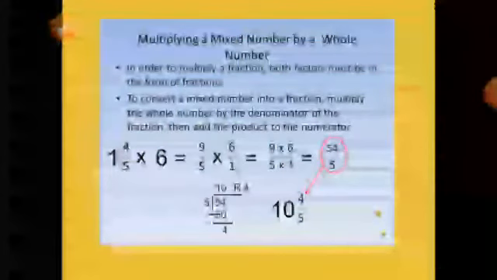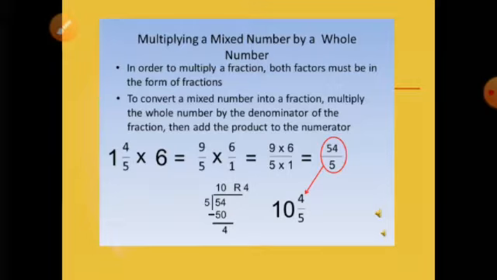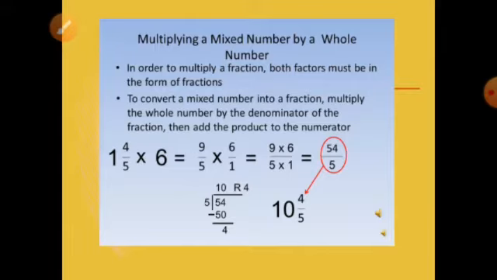Here is the whole procedure. Whenever we are dealing with mixed fractions, in order to multiply, both fractions must be in the same form of fractions. To convert a mixed number into a fraction, multiply the whole number by the denominator, as we are doing, and then add the product to the numerator.